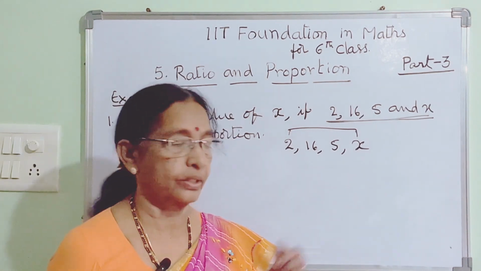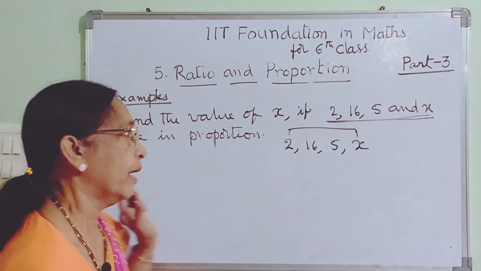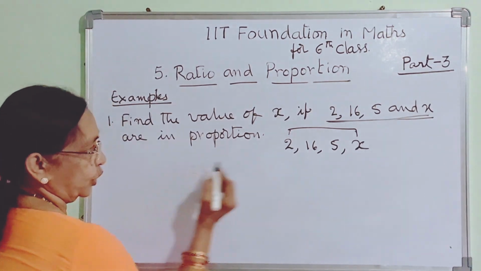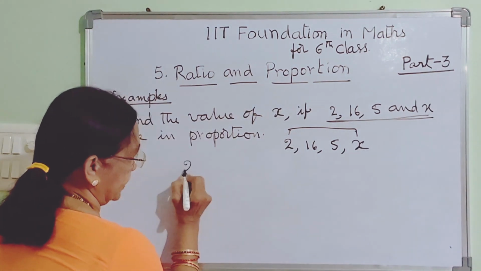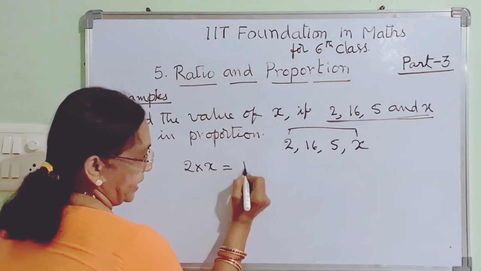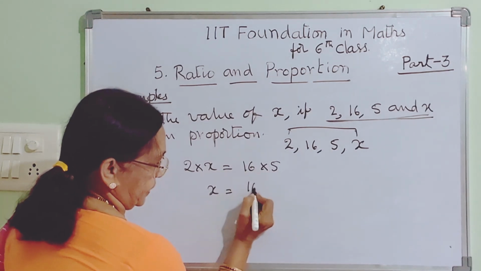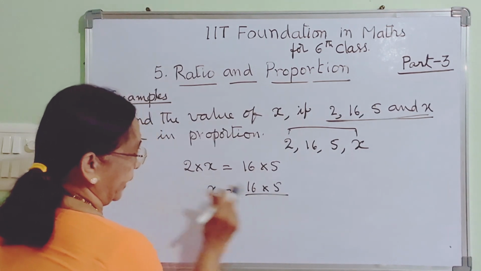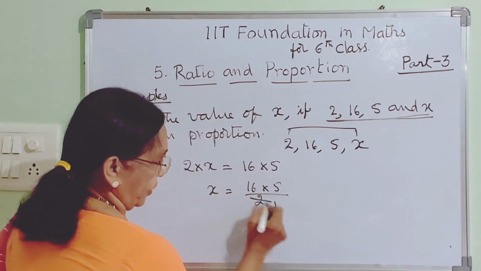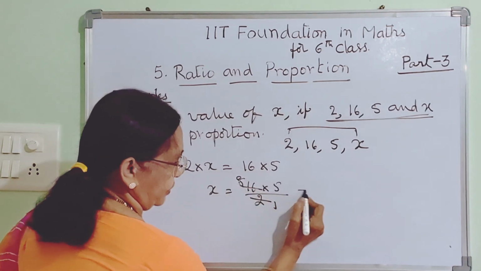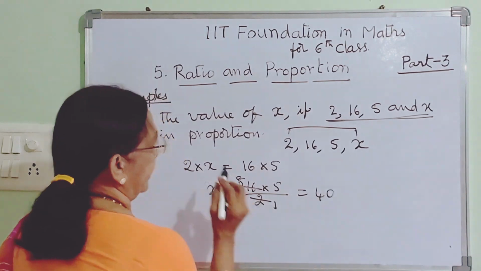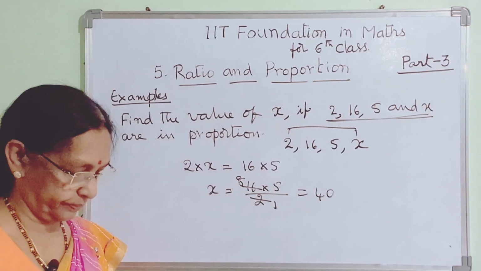There is a rule for proportion: the product of extremes is equal to the product of means. That is, 2 into x is equal to 16 into 5. Therefore, x is equal to 16 into 5 by 2. So 2 ones, 2 eights, 8 fives, 40. Therefore, x is equal to 40.